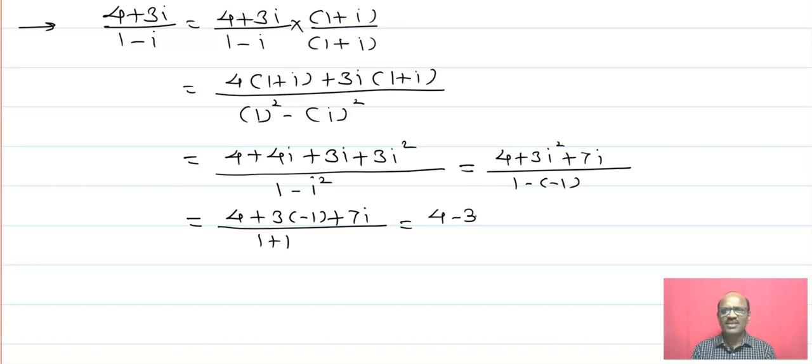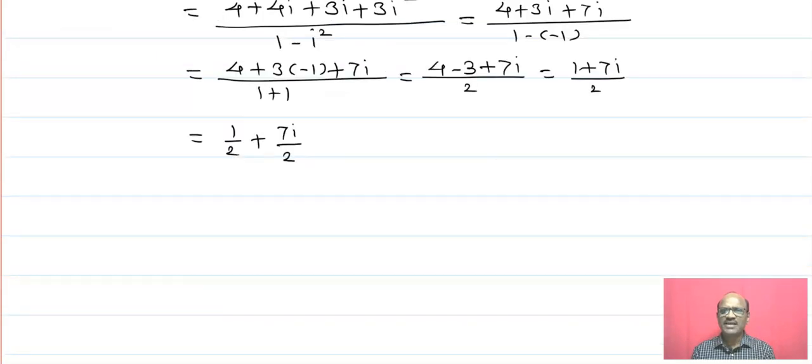Now see this, we are changing the value. That is 4 minus 3. Now see this, 4 minus 3 plus 7i upon 2, that is 1 plus 7i upon 2, that is 1 upon 2 plus 7i upon 2. This is in the form a plus ib.